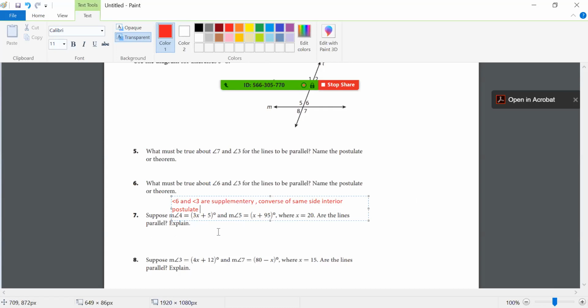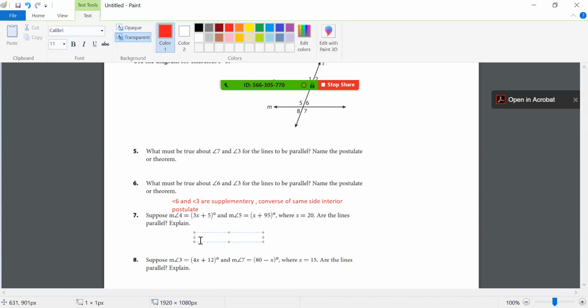Okay. Number 7 was left for you to do. Let's check it. Suppose that measure angle 4 is 3x plus 5 and measure angle 5 is x plus 95, where x is equal to 20. Are the lines parallel or no? First of all, he gave you measure angle 4 equal to whatever in x and angle 5 equal to whatever in x, and he is giving you the value of x. So the first thing I have to think about is doing what? Substituting, right? I have to substitute this x in here and in there, and then I will see what's happening.